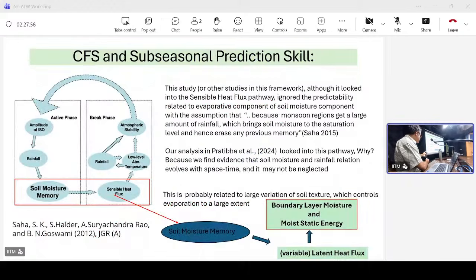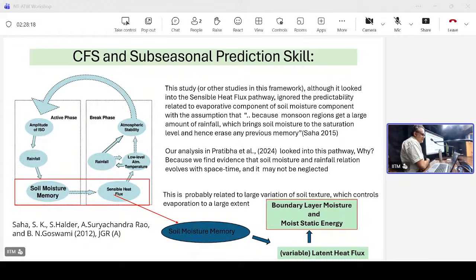Now, this thing you have seen in the previous lecture, where they said this is the path, the moisture memory through the sensible heat flux. But when we studied there, they assumed that the monsoon region gets a large amount of rainfall, which brings soil moisture to a saturation level.